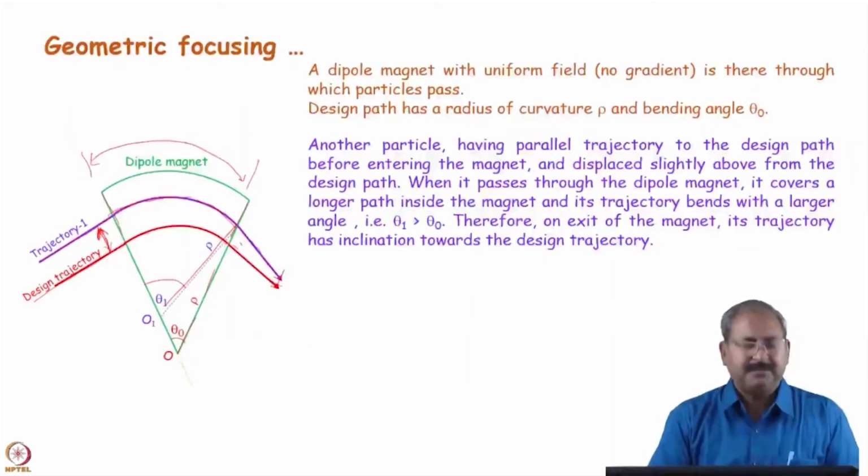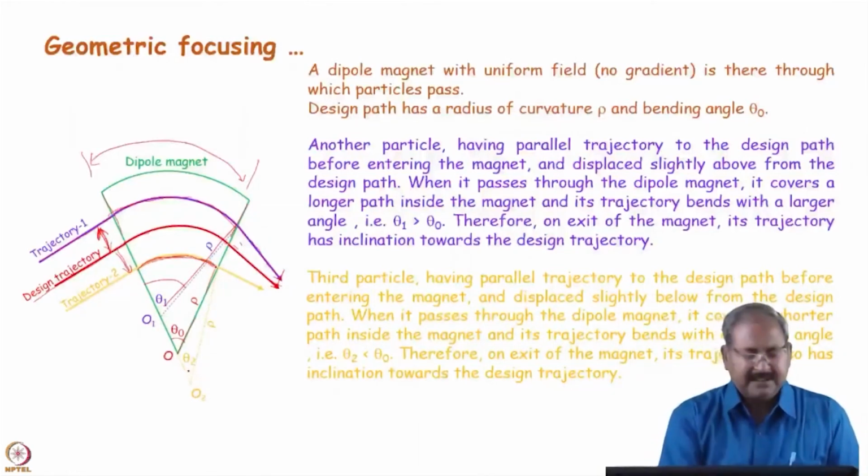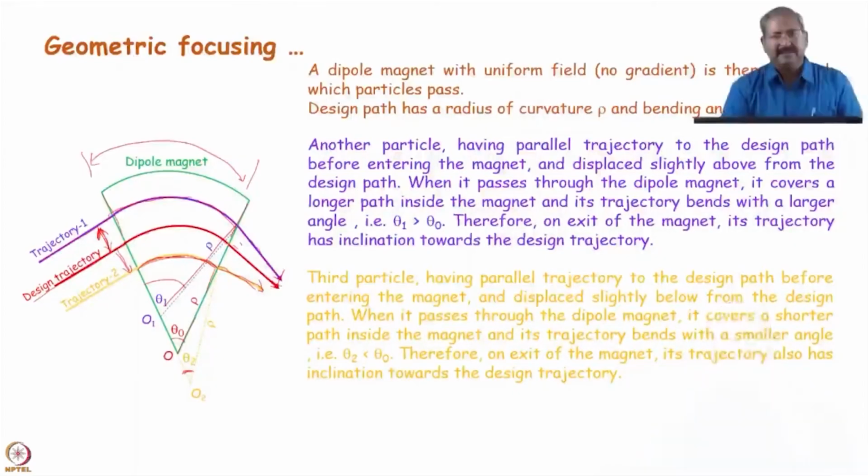Now suppose the particle is deviated in the negative x direction, then it will have a shorter path length inside the magnet. With a shorter path length, this θ2, its bending will be less compared to the design trajectory's bending. So again it will go towards the design trajectory. So whether the particle is deviated in plus x or in minus x, both of these particles go towards the design trajectory after exiting the magnet. This means some kind of focusing action is there.